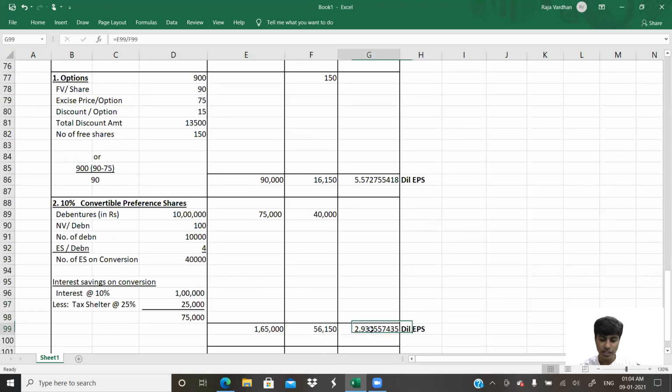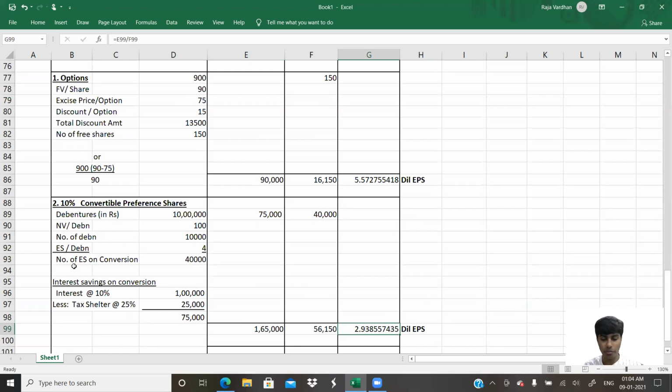Now check how much is our DPS. It becomes 2.93. Why? 1,65,000 divided by 56,150 becomes 2.93. Our earlier EPS, diluted EPS, is 5.57. Now it has come to 2.93. That is reducing. So it is dilutive in nature.